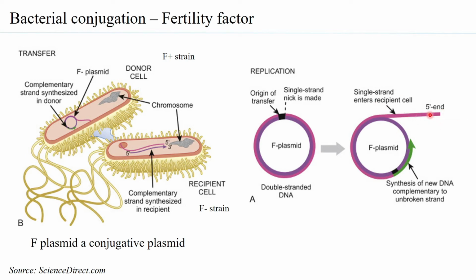It goes as a single strand, and when the single strand enters the F minus cell, that single strand is used as a template to synthesize the other complementary strand, and then it circularizes to form the F plasmid. So now you have both having the F plasmid.